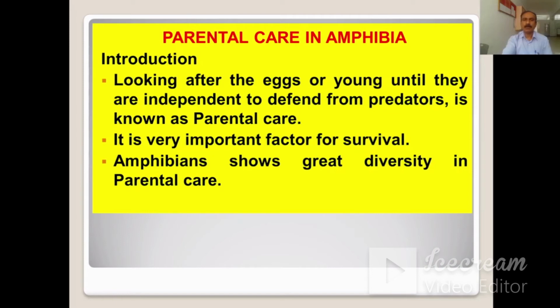Now about the parental care in amphibia. Looking after the eggs or young until they are independent, to defend them from predators, is known as parental care. It is a very important factor for survival. Amphibians show great diversity in parental care.